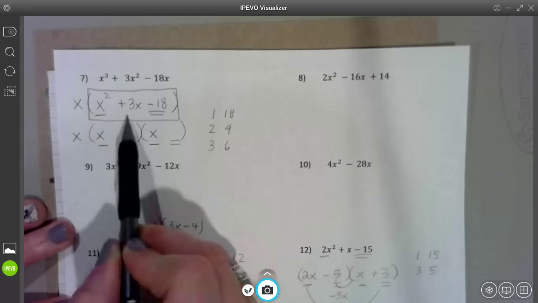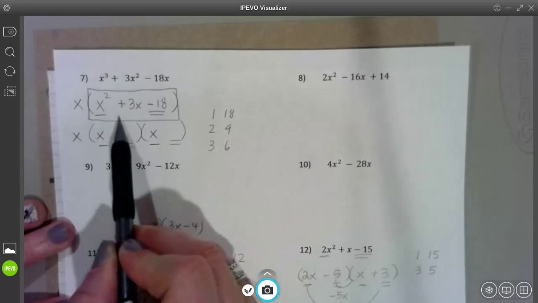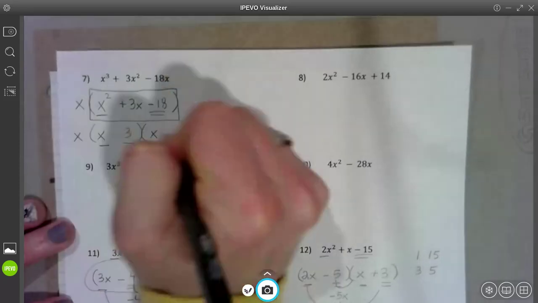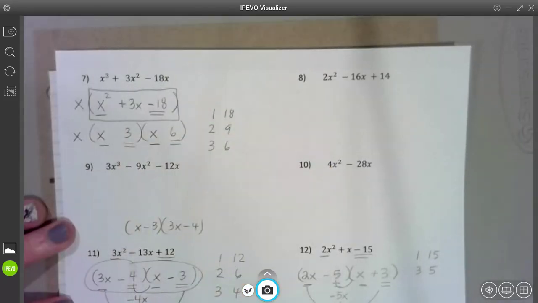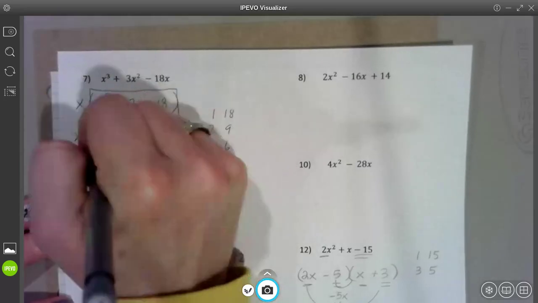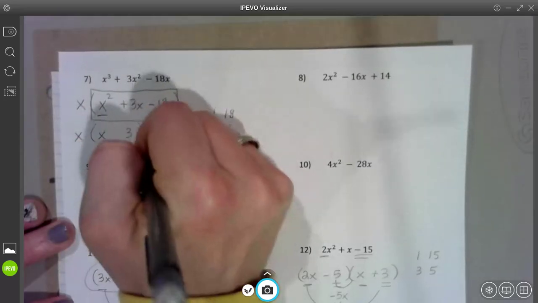Which ones look like they could get you that 3x in the middle? I think the 3 and the 6. So let's try them first. 3 and 6 in any order. Let's see what our rainbows are telling us. 3 times x is 3x. X times 6 is 6x.